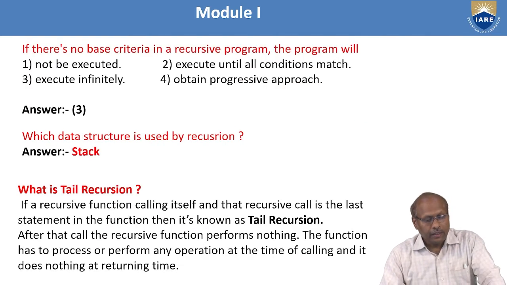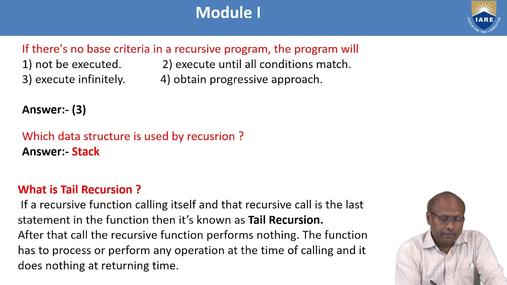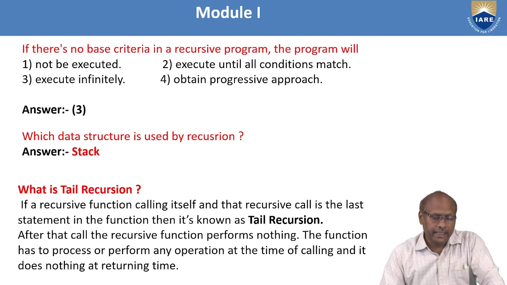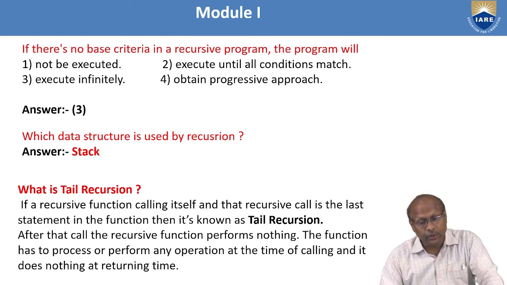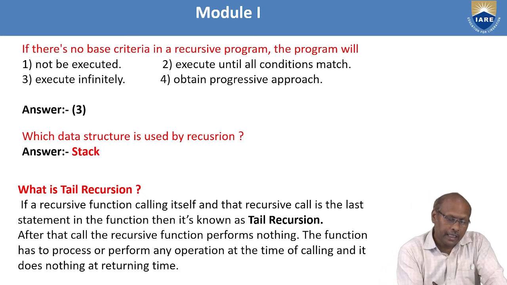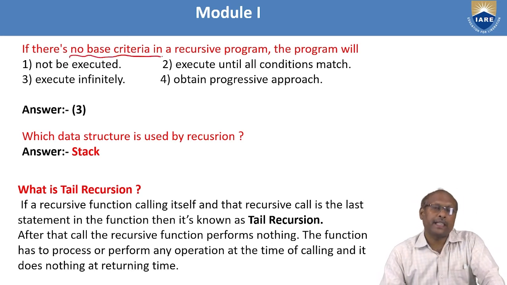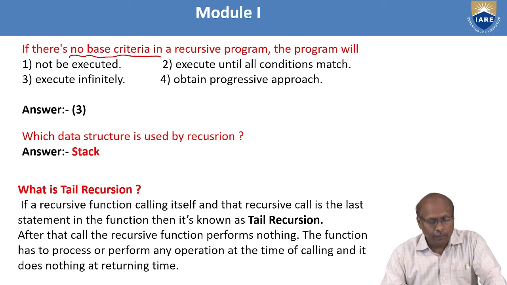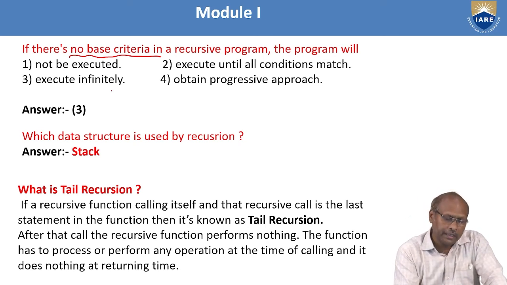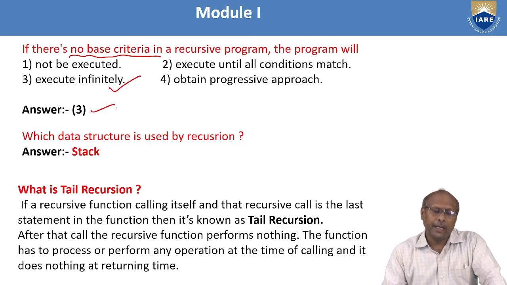Next, they will ask, if there is no base case criteria in a recursive program, then what will happen? They will give the multiple choice question also sometimes. First option is not executed. Second is execute infinitely. Third one is execute until all conditions match. And fourth one is obtain a progressive approach. If base criteria is not written, of course, it will always go infinite. That means it is executing infinitely. So, answer is 3.